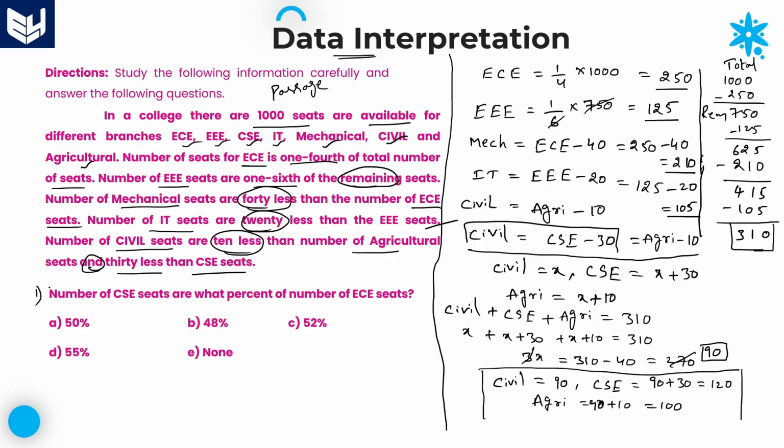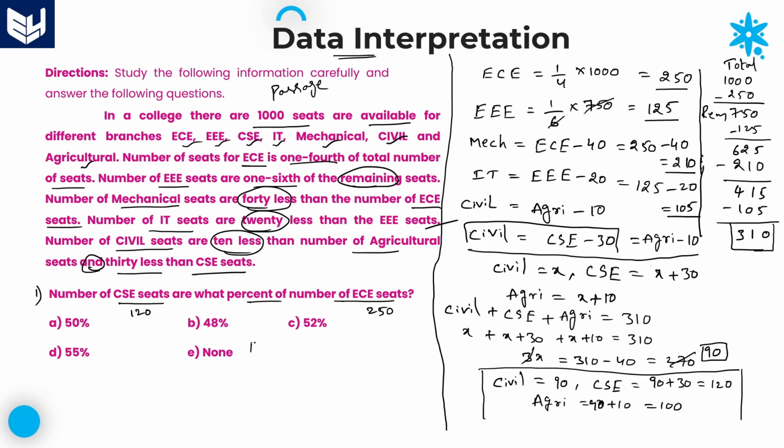Look at the first question. Number of CSC seats are what percent of number of ECE seats. Now we are talking about CSC and ECE. CSC seats are 120, whereas ECE seats are 250 according to the information which we got. Now this 120 number of CSC seats are what percent of number of ECE seats.